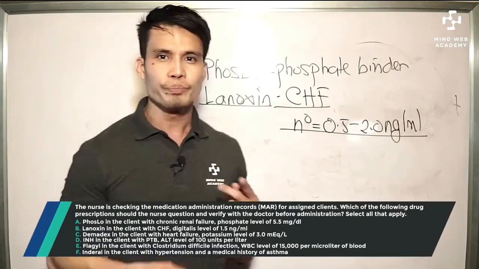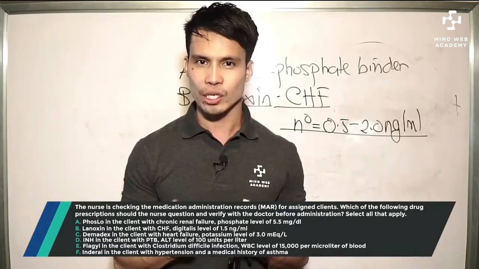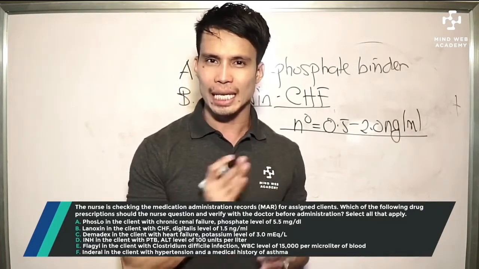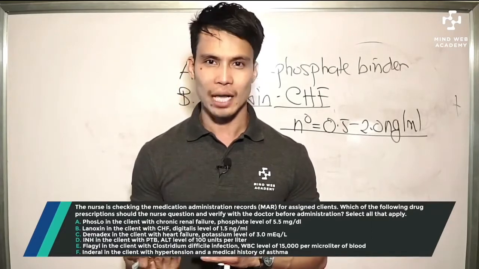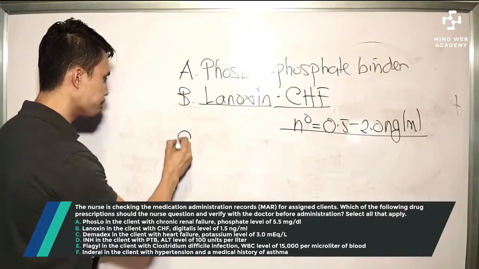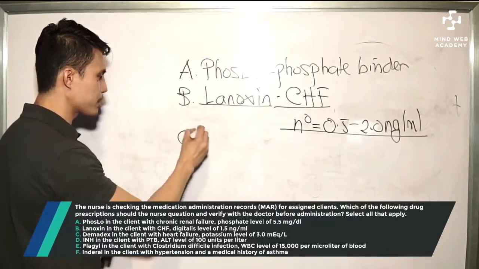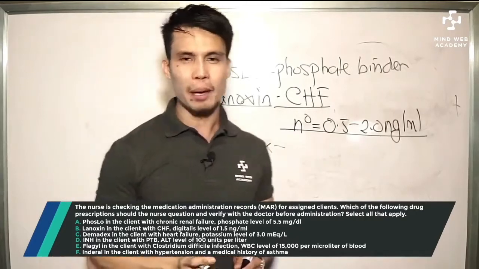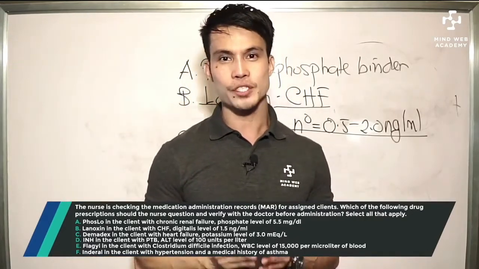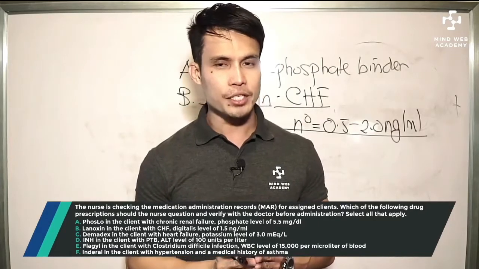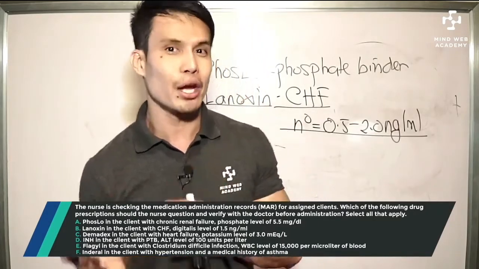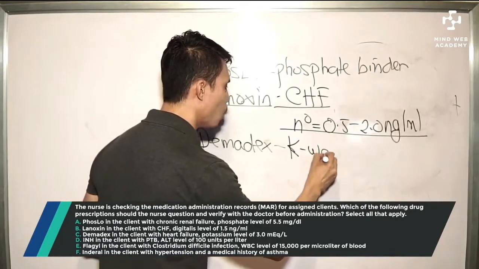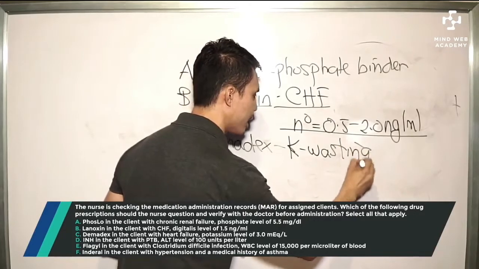That is how to answer an NCLEX question. You should have a good foundation of your medication, and at the same time your normal values. So let's check letter C. Letter C, nurses, is Demodex. If you can still remember, the generic name is torsemide. And torsemide is a potassium wasting diuretic. So Demodex is a potassium wasting diuretic agent.